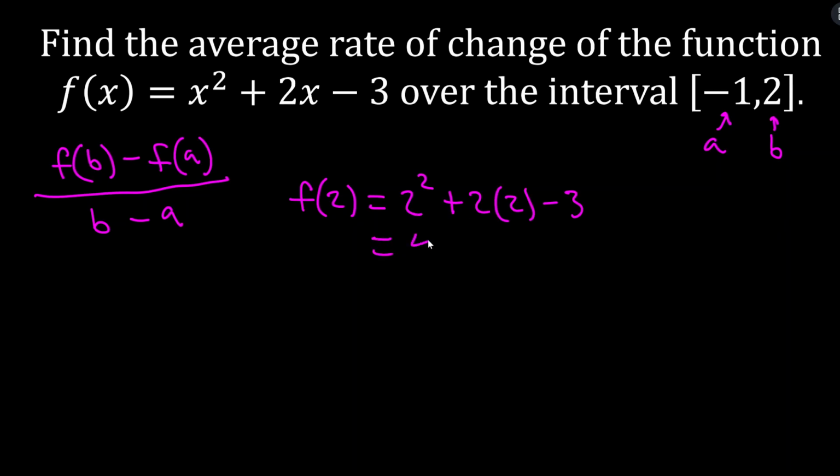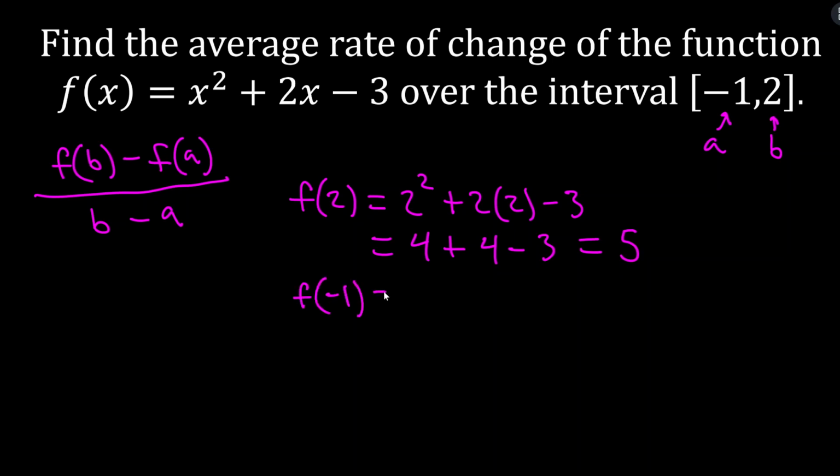2 squared is 4. 2 times 2 is 4 minus 3. So what do we have here? 8 minus 3 is 5. Boom. f of 2 is 5. So that was f of B that we just found. Now let's find f of A.